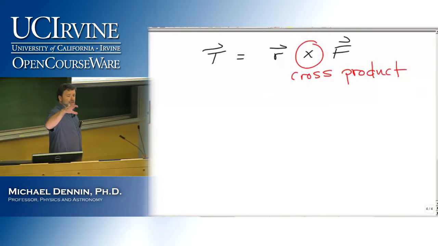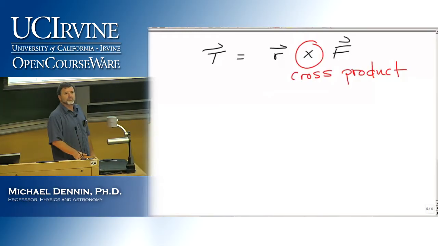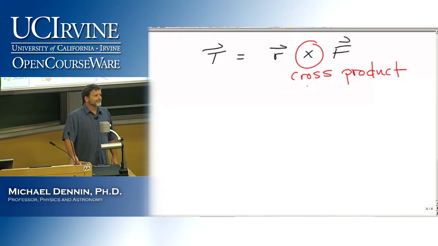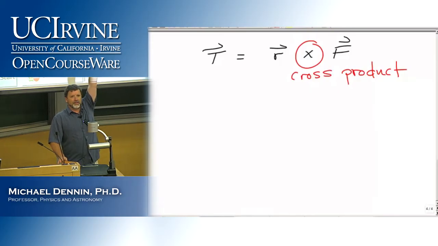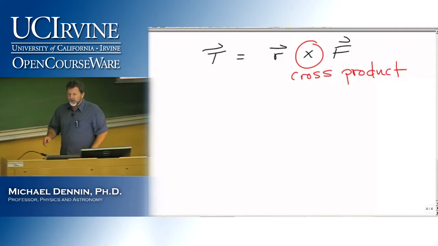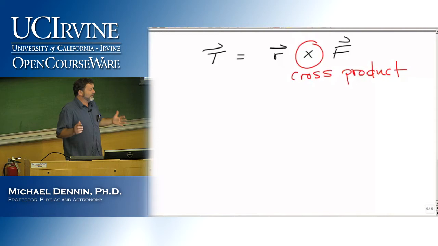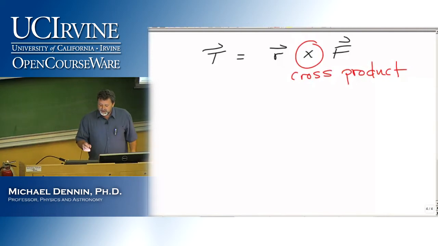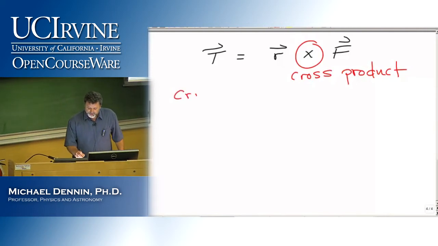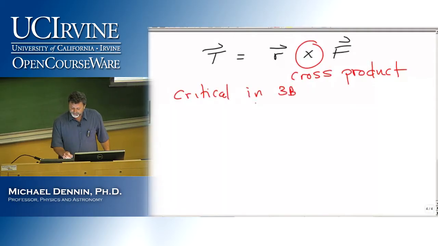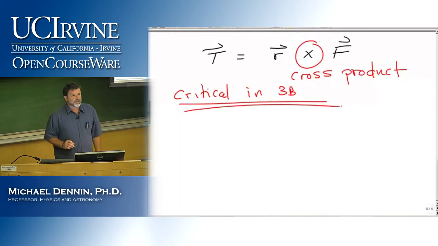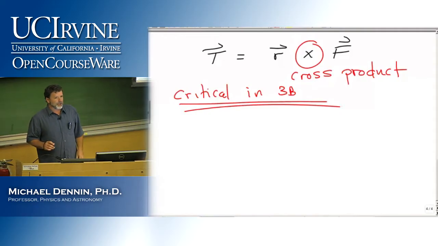How many of you have done the cross product before? Okay, a few of you. Everybody say, again, if you've done the cross product, raise your hand. Everybody else, look around for someone with their hand up and become their friend. So you're going to have lots of friends if you raise your hand. This, I'm going to say it right now, this is critical in 3B. So it's a good idea to learn it now.